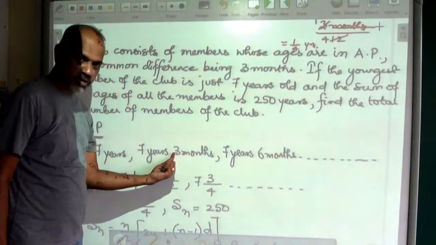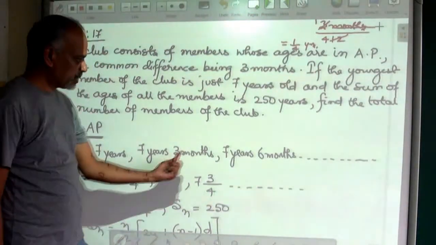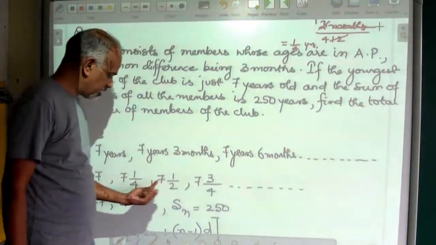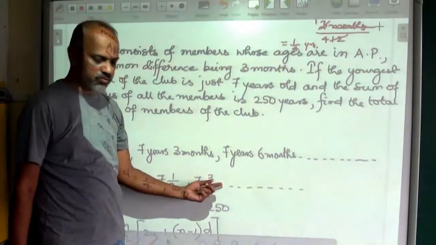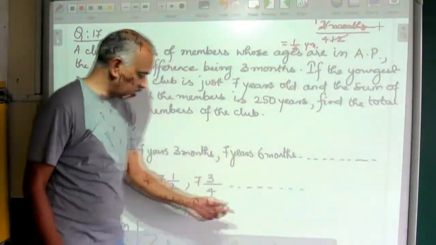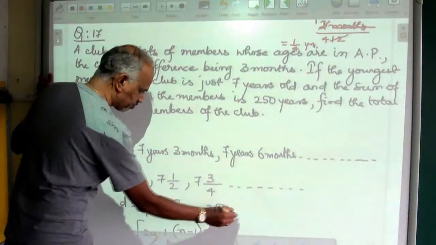7 plus 1 by 4 is 7 and 1 by 4. 7 years and 6 months will be, add 1 by 4 to this, you will get 7.5. Next one will be 7 and 3 by 4, and so on. This is your arithmetic progression.